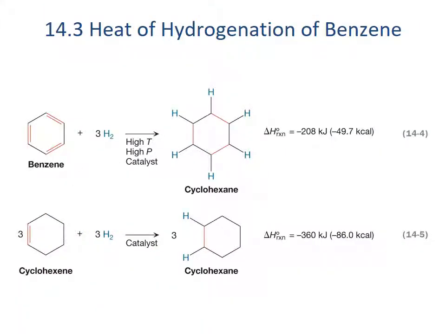We see this stability another way when we compare the heat of hydrogenation for 3 cyclohexenes with that of benzene. Benzene releases significantly less energy and needs much higher temperatures to react in the first place.